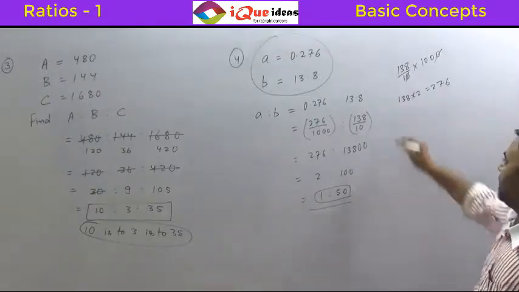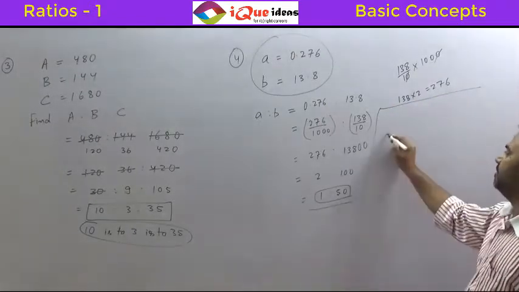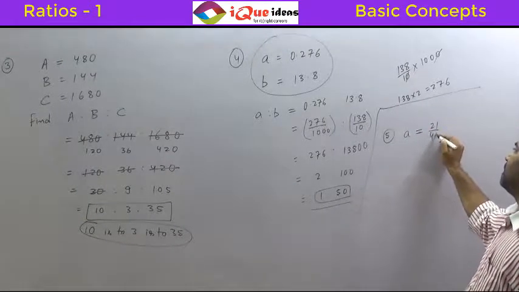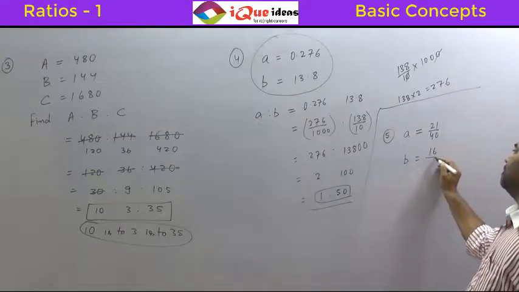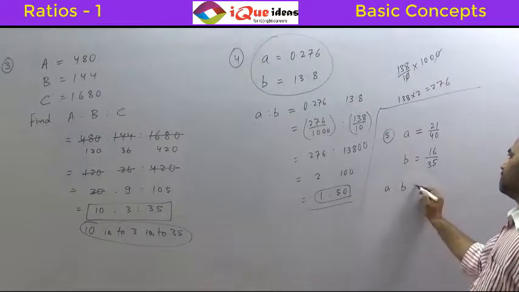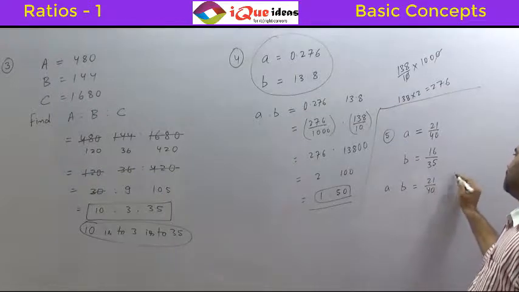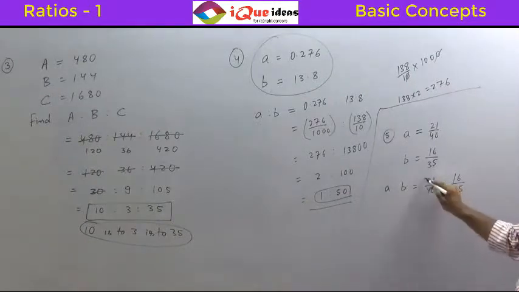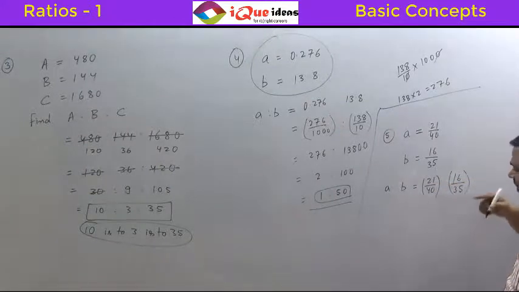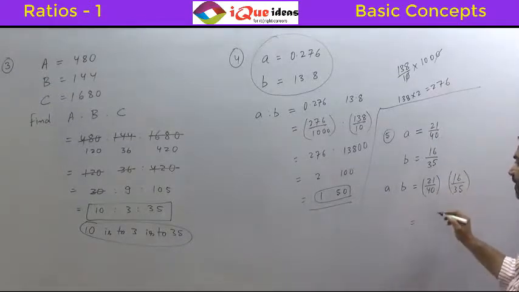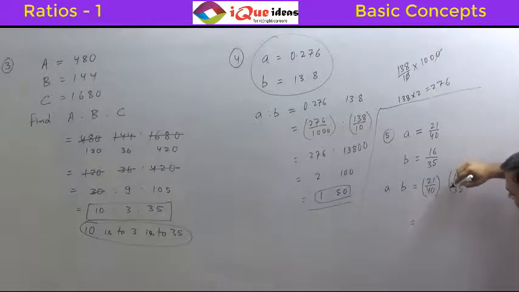Alright. Let's take one more example. If I have A is equal to 21 by 40 and B is equal to 16 by 35, what is the ratio of A is to B? So A is to B will be 21 by 40 is to 16 by 35. Now here it is 40, here it is 35. So what you should do is multiply by 40 to both of them and also multiply by 35 to both of them. If you multiply this by 40, 40 gets cancelled, and multiply by 35. In another way, you can directly cross multiply.